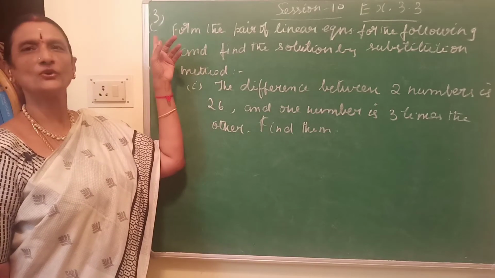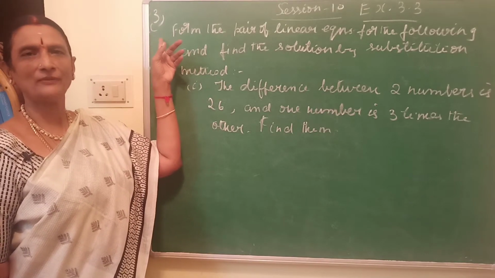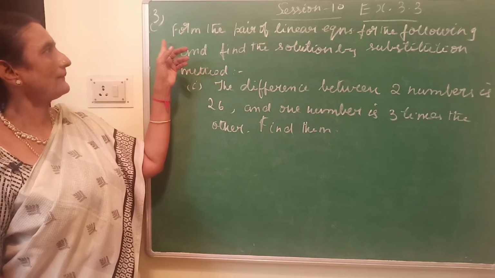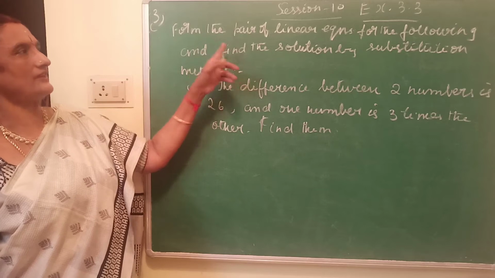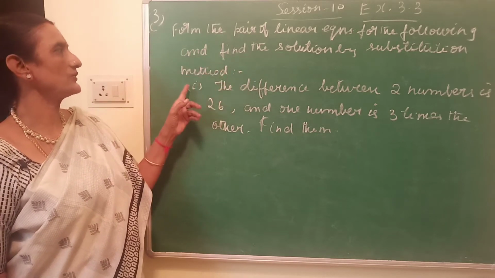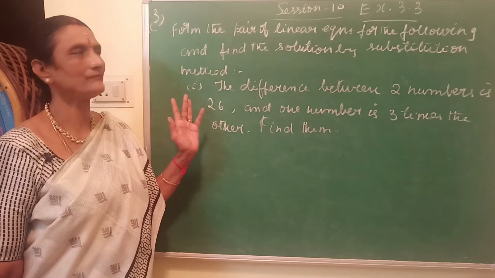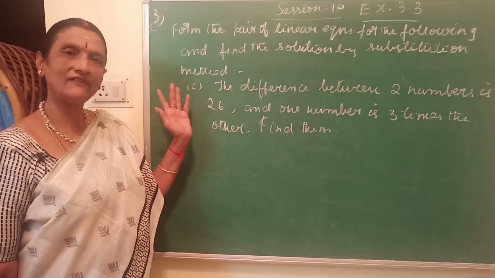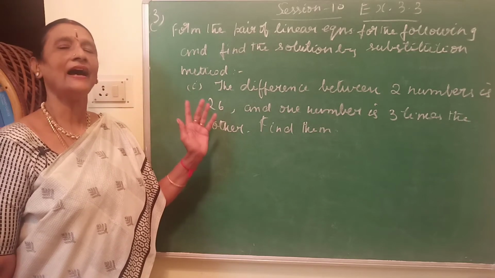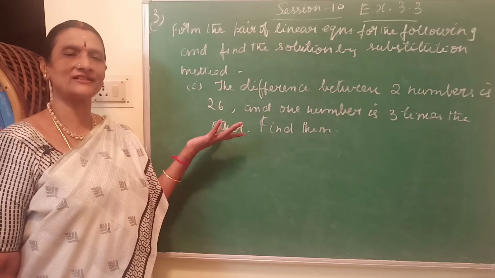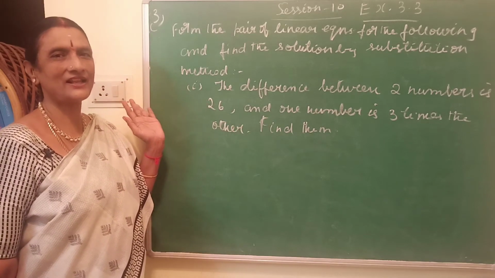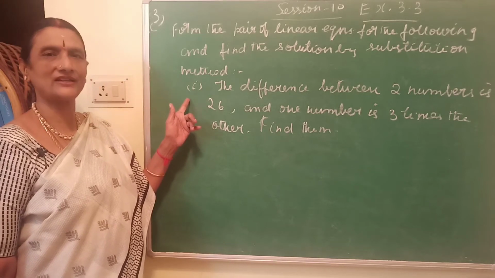Let us move on to question number 3. Question number 3 has got 3 subdivisions. We will solve one by one. Form the pair of linear equations for the following and find the solution by substitution method. That is, we are given a situation. For that situation, you should find a linear equation. And once you obtain the linear equations, you have to solve it. By which method? By substitution method. Is that clear to you? The first situation is given here.